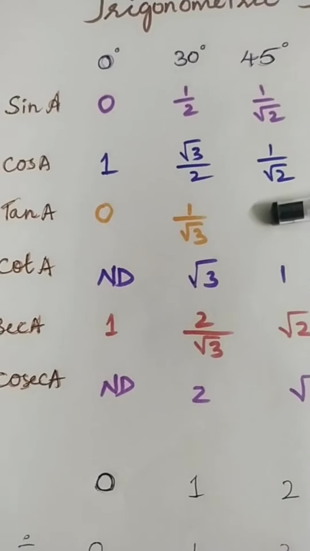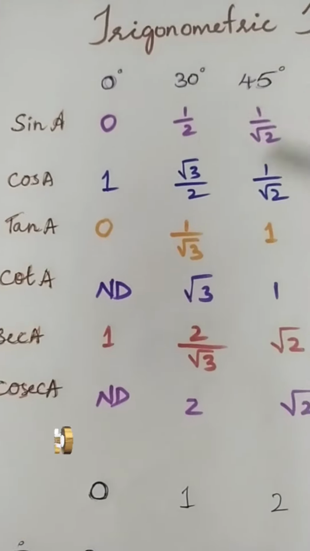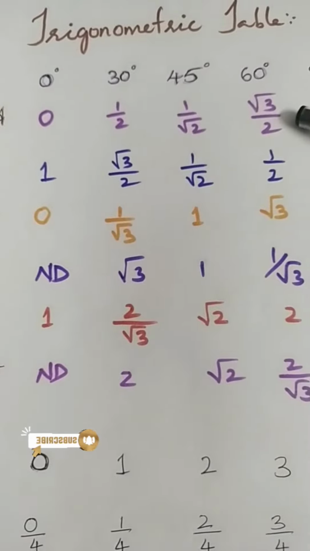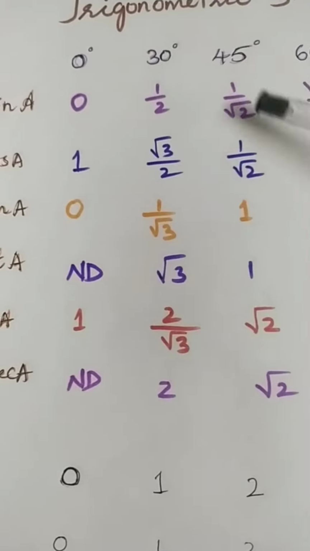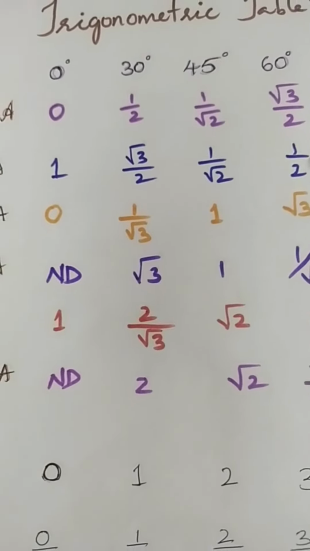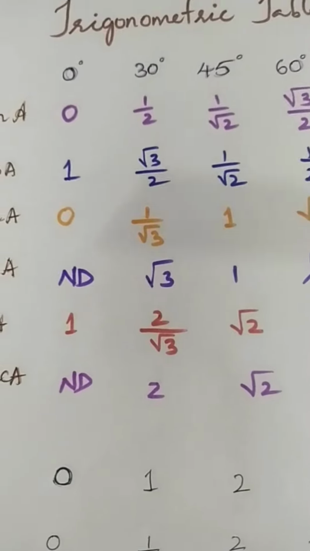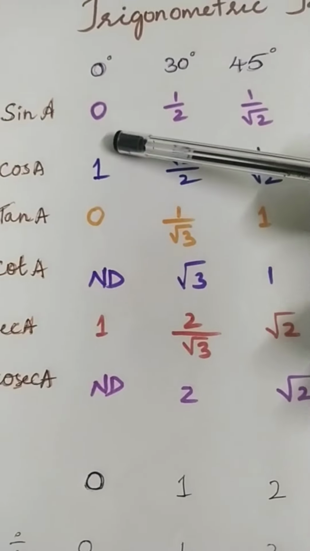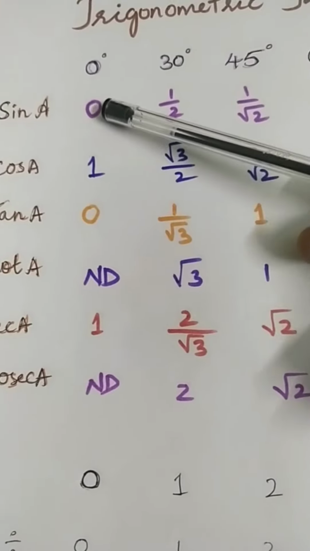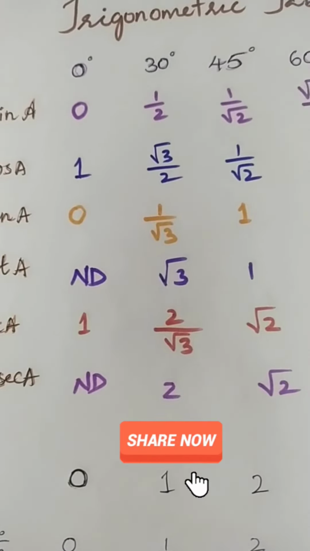So let me start this one. First thing, I'll give you an idea of what you need to do. These values are there: 0, 30, 45, 60, 90. Make yourself learn them, or I can say remember them easily, such that the whole table you can write easily and fluently. For that purpose, sin A is nothing but the angle; in place of this angle we can put 0, 30, 45, 60, 90.